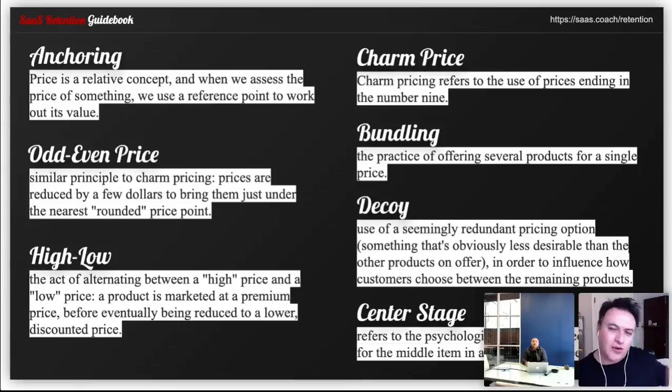So interesting. I think there's only one way to figure all that out. It's to just test your pricing points. But yeah, it's kind of crazy how there's so much psychology in all this stuff.